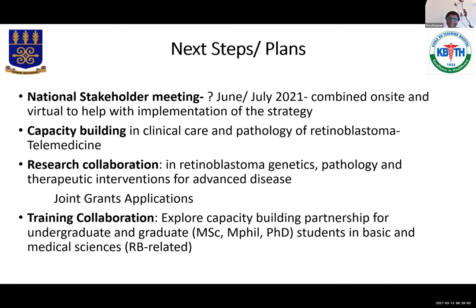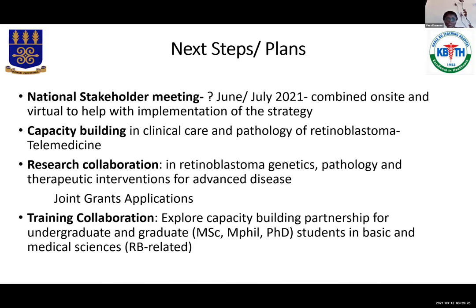So what are the next steps for us? We are hoping that we will have the national stakeholder meeting, continue with the capacity building, where we will continue with telemedicine, in this case, establish it firmly so that we can discuss our difficult cases in retinoblastoma with the SickKids group or retinoblastoma group.